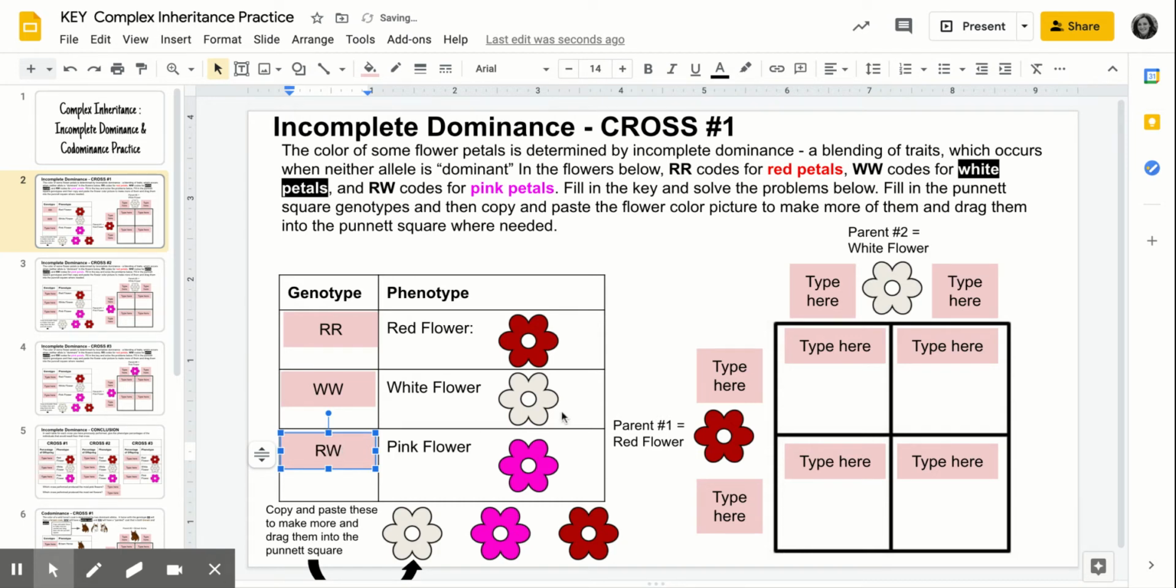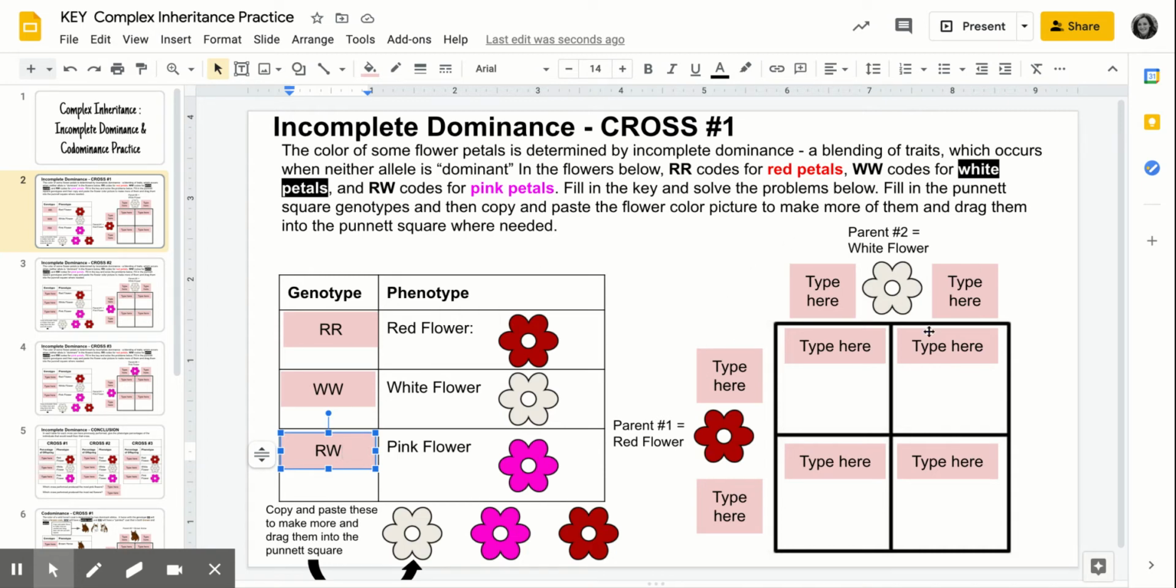Now, I know traditionally in Punnett squares, you always put the capital letter first. You'll notice here that in incomplete dominance, because there isn't really a dominant allele, they're both capital. So just be consistent. If you put WR, that's fine. Just be consistent throughout. In this one, I gave you RW, so just use RW, okay? So now we're going to set up the cross.